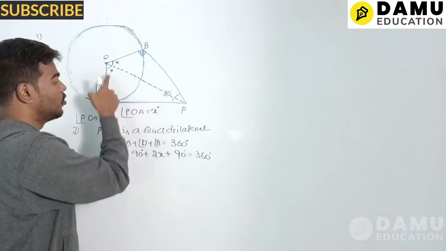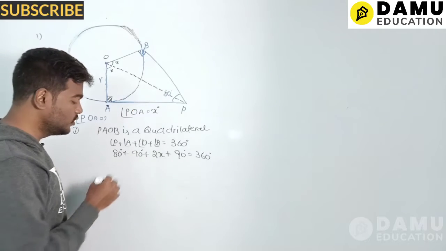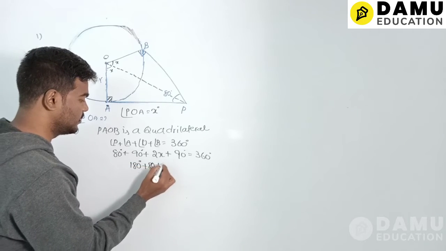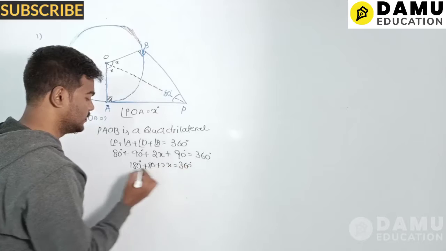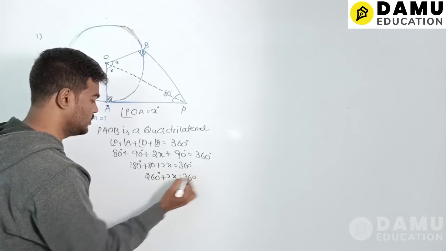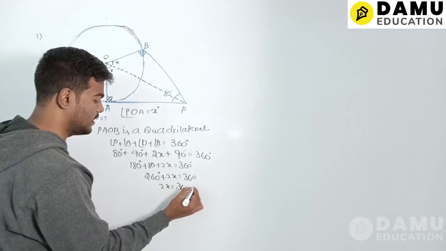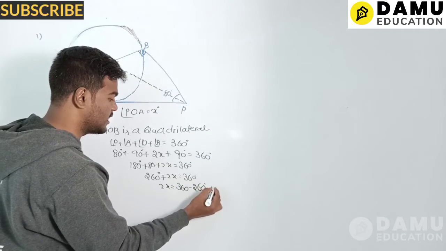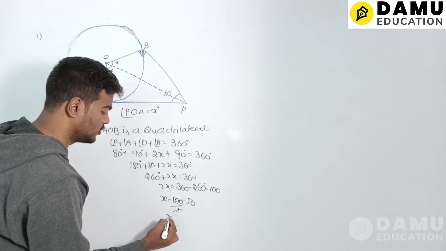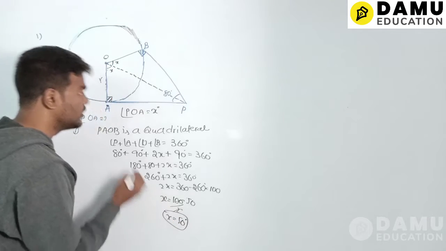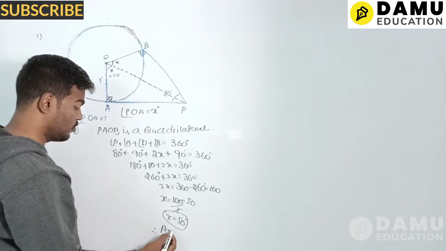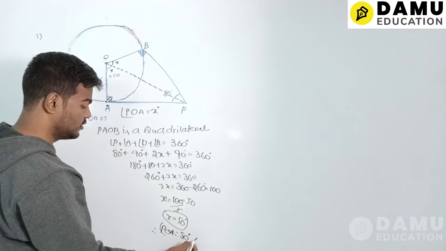So in the triangle OPA, don't get confused. 90 plus 90 is 180, plus 80 plus 2x will be equal to 360. So 180 plus 80 is 260, plus 2x equals 360. Then 2x will be equal to 360 minus 260, which is 100. Then x will be equal to 100 by 2, so x will be equal to 50 degrees. Therefore angle POA will be equal to 50 degrees.